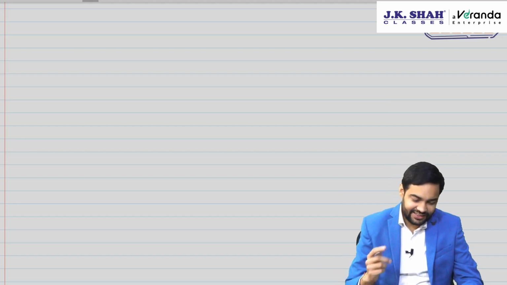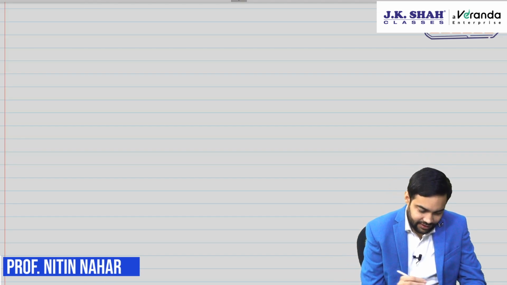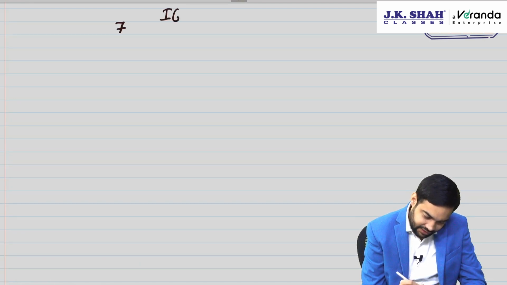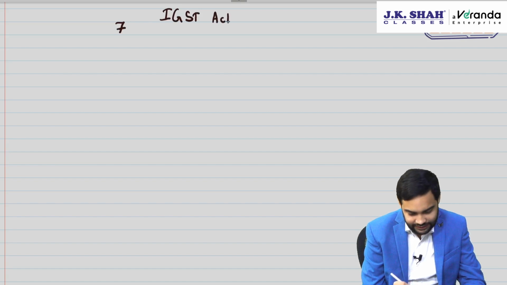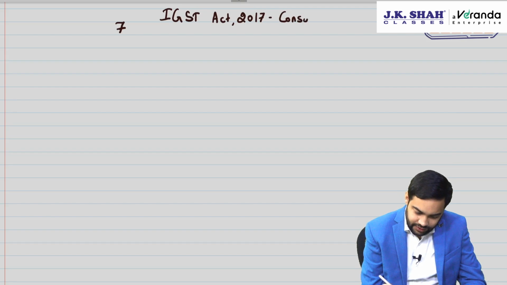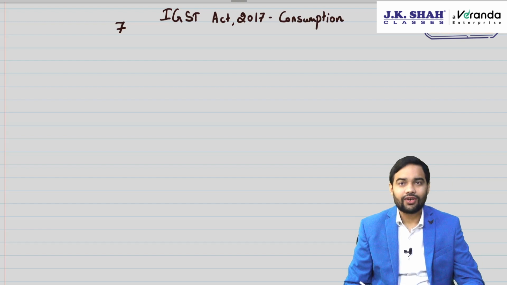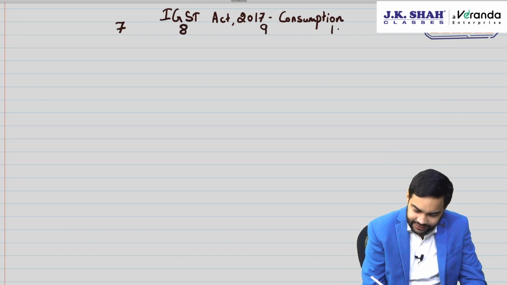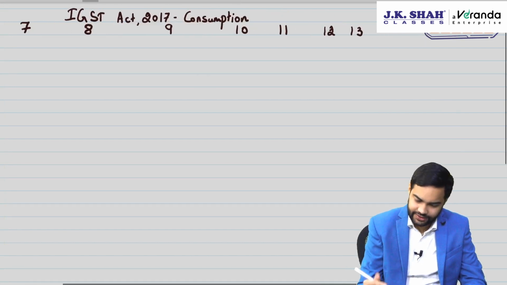Welcome back. Now let's revise place of supply. In place of supply, the first thing we should understand is that the entire place of supply comes from the IGST Act 2017, because the principle of consumption is left to the discretion of the central government. They are required to determine the principle of consumption. We need to study sections 7, 8, 9, 10, 11, 12, 13, and then 14.